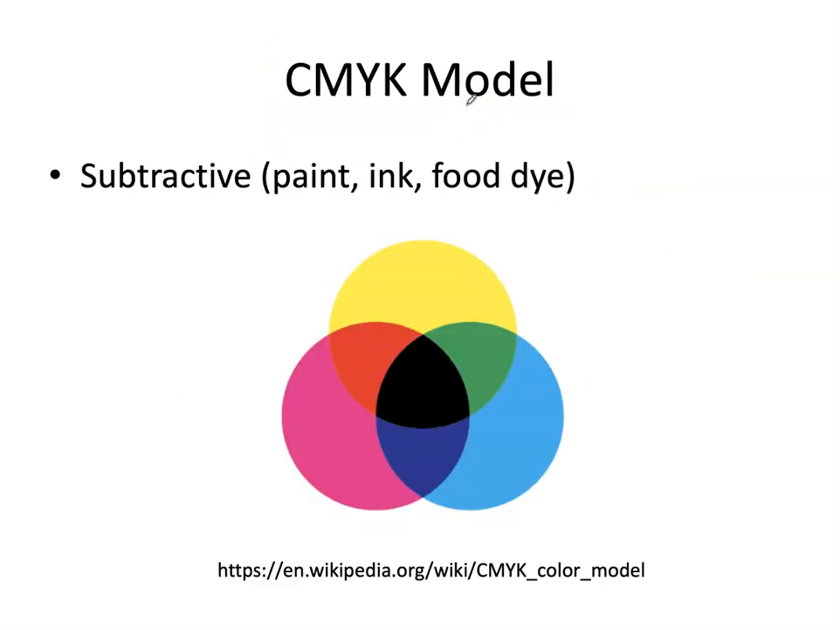By the way, the CMYK model that we've been talking about is a subtractive model. You could use it for paint or ink or food dye. If you throw in a bunch of food dyes like yellow and red and blue, you'll get black. I know I've tried it. I've mixed them all together with the kids while making frosting. It makes this gross gray color. That would also work with paint and ink.